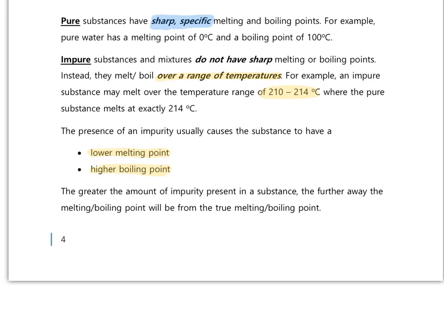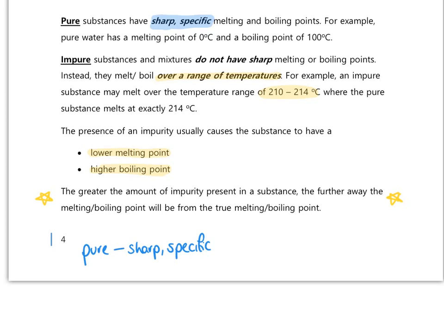And the more impure it is, in other words, the greater the amount of other substances present in the substance, the further away the melting point and boiling point will be from the true melting point or boiling point. So say, for example, we were talking about that substance that has a melting point of 214 degrees C. Well, if it had then a melting point of 210 degrees C, we can see that it's impure because it's a lower melting point than expected. But if it was 206 degrees C, we can see that it's even more impure because it's even lower than that expected melting point.